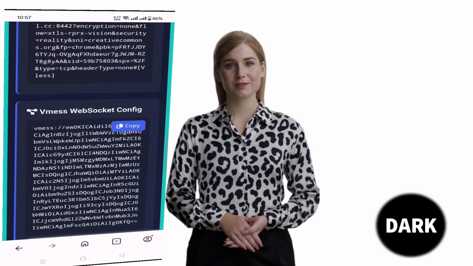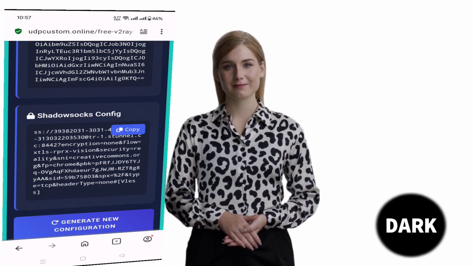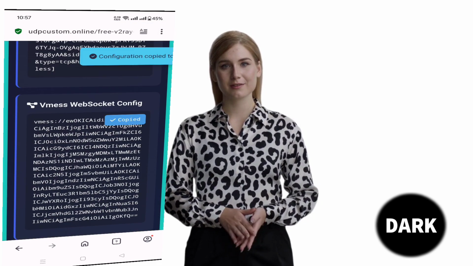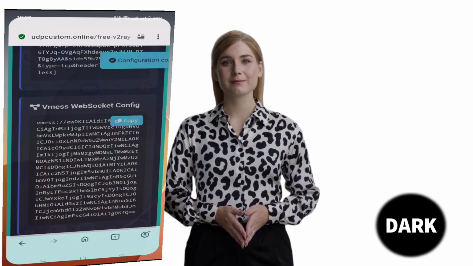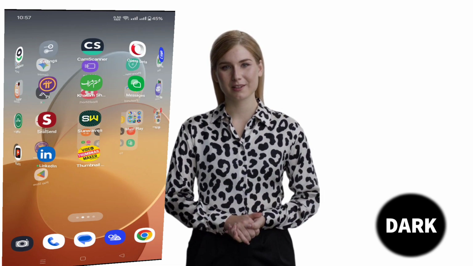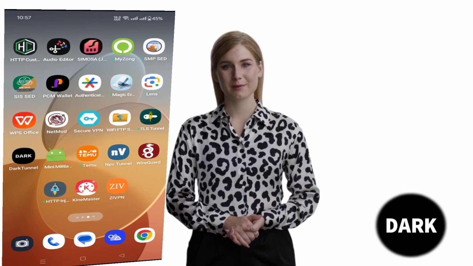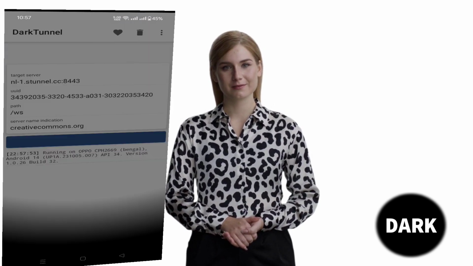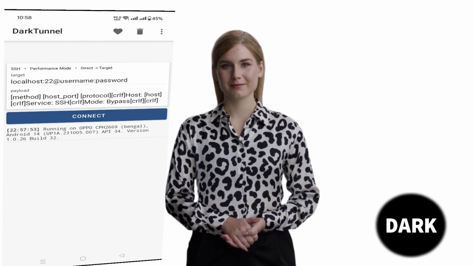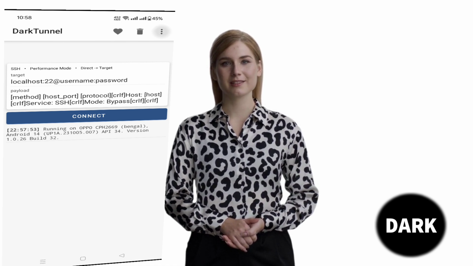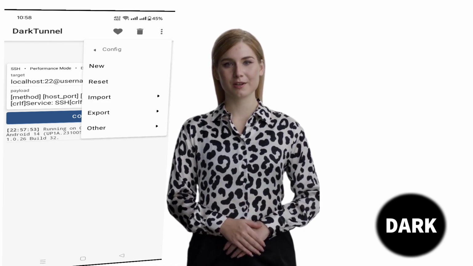Next, open the latest version of the Dark Tunnel VPN app. If you don't already have it installed, you can easily download it from the Play Store. On the app's home screen, tap the 3 dots in the upper right corner to expand the menu. From there, choose Config File, then click Import. Select Clipboard to automatically import the server details you copied earlier.